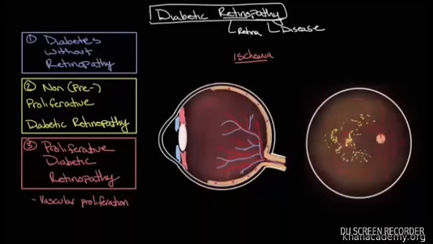So what the retina will do is it tries to compensate for this ischemia by producing a growth factor known as VEGF, which stands for vascular endothelial growth factor.